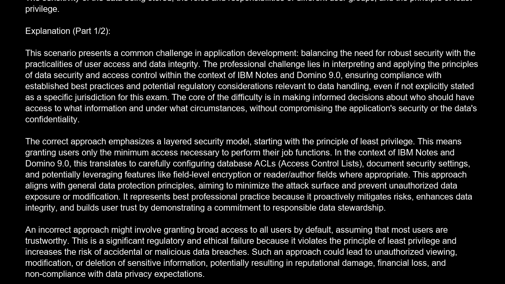An incorrect approach might involve granting broad access to all users by default, assuming that most users are trustworthy. This is a significant regulatory and ethical failure because it violates the principle of least privilege and increases the risk of accidental or malicious data breaches. Such an approach could lead to unauthorized viewing, modification, or deletion of sensitive information, potentially resulting in reputational damage, financial loss, and non-compliance with data privacy expectations.